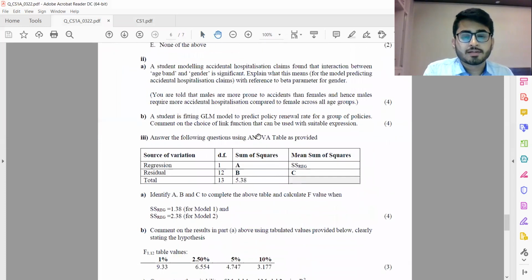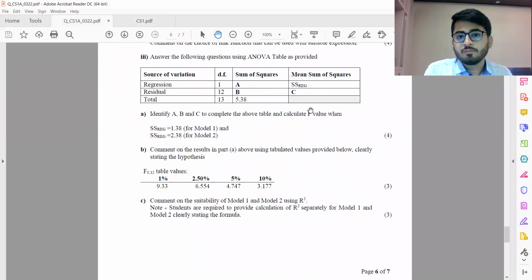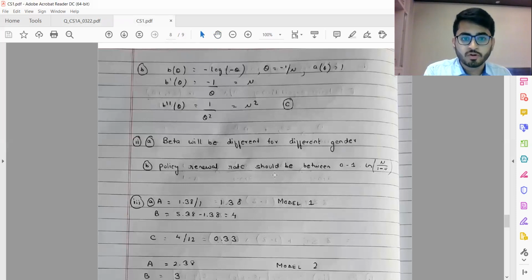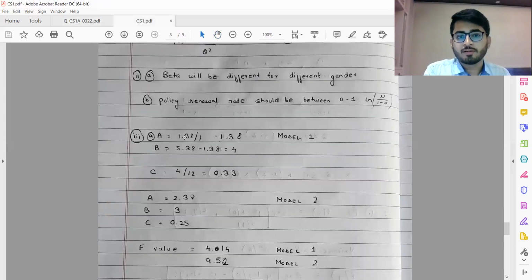Next, we have part 3. Identify A, B, C. It's a typical standard ANOVA table which has been given. So I'm just quickly going through the solutions. A will be 1.38 by 1 for model 1. For model 2, it shall be 2.38 by 1. B becomes the total minus A, 5.38 minus 1.38. C again becomes nothing but the value of B divided by degrees of freedom, 4 by 12, 0.33. Similarly, for model 2, B is 3, C is 0.25.